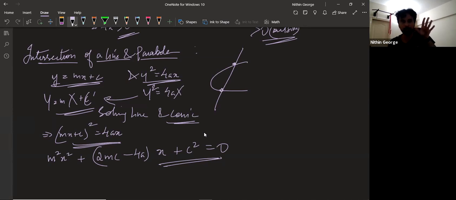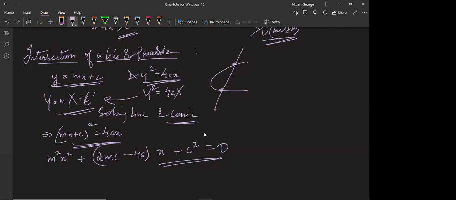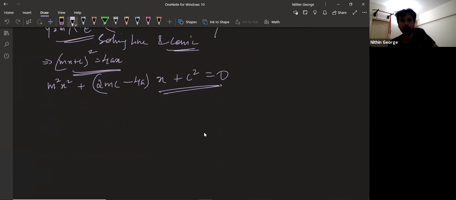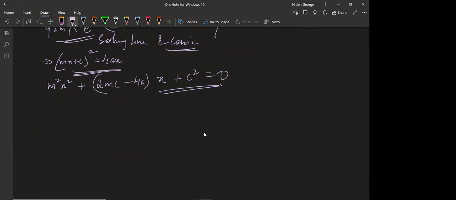Yes, sir. Okay, now the quadratic in x represents the two possible intersection points it can have. Is that clear as well? The quadratic in x will represent the points of intersection there.